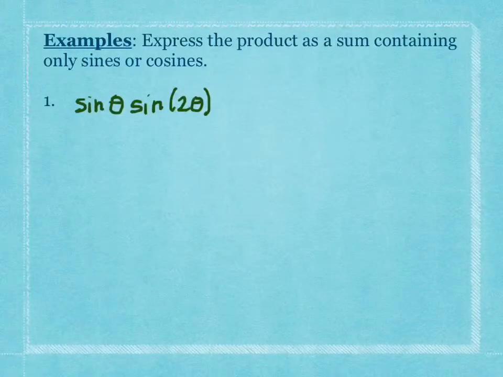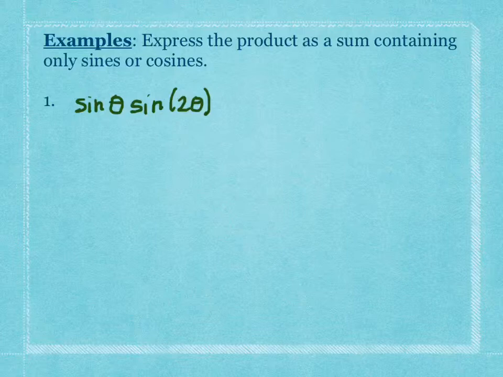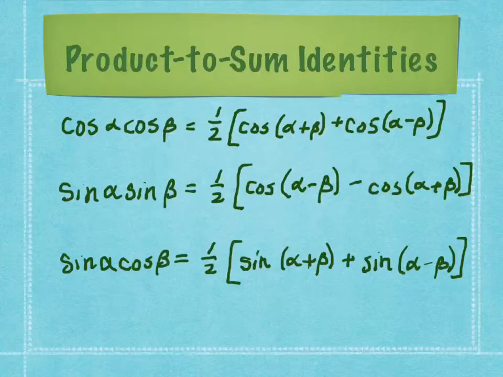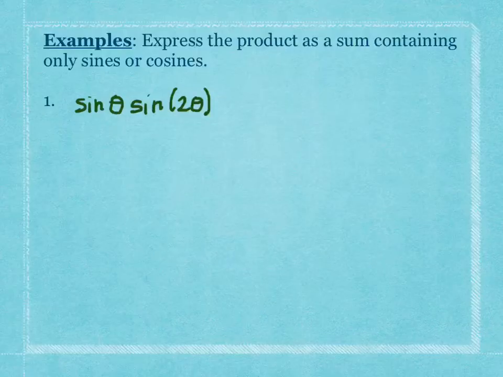The directions here tell us to express the product as a sum containing only sines or cosines. So I'm starting with products, and I want to turn it into something with sums. And so we're going to use these first set of identities, which is the product to sum identities. So looking back here, this is sine times sine. We're using the second identity, so we're going to have a 1/2, and then we're going to have cosine of my angles subtracted minus the cosine of my angles added.